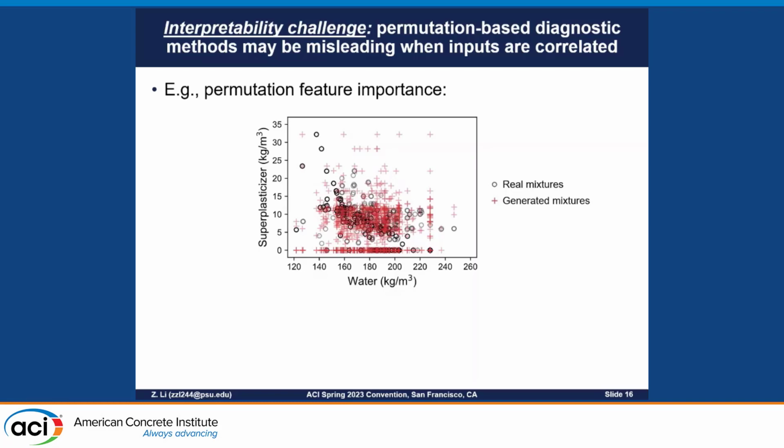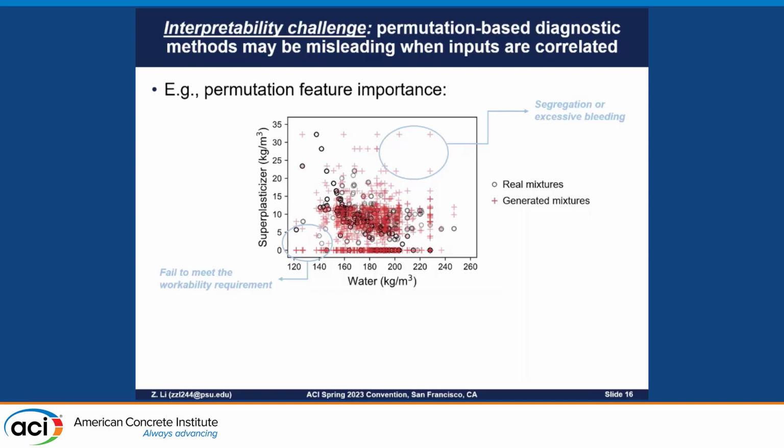Then the red plus signs represent the generated mixtures after permutation. Essentially, I randomly shuffle the values of the water variable while keeping the variable superplasticizer unchanged. And you may find these two interesting regions. For example, the region located on the top right-hand side has the highest amount of water and the highest amount of superplasticizer, which will lead to segregation and excessive bleeding issues.